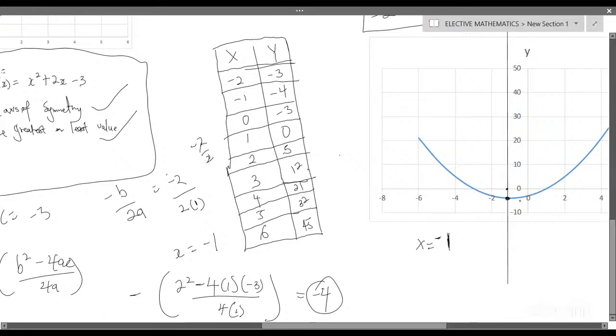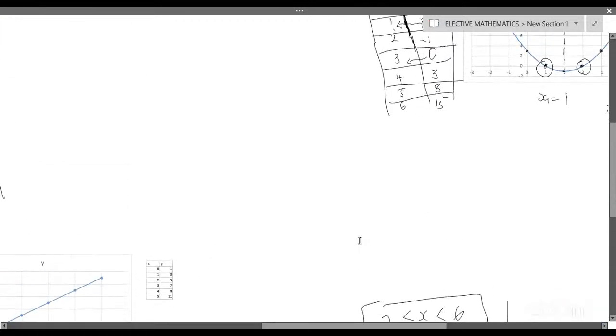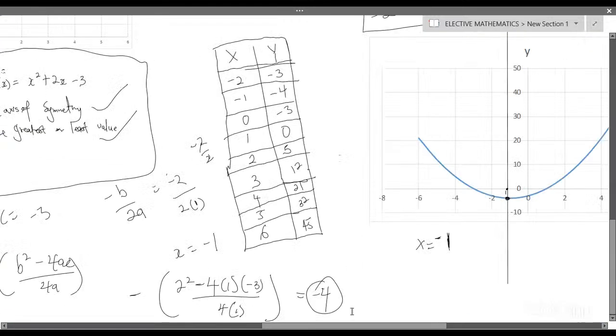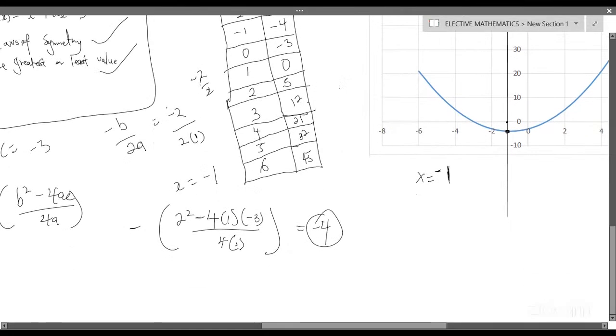And for the minimum value, it intercepts with the y-axis. So you should also take notice of it. Okay. So that is it for the maximum and the minimum value. So there are two ways, as I said there. You can either use the formula or you can use the graph.